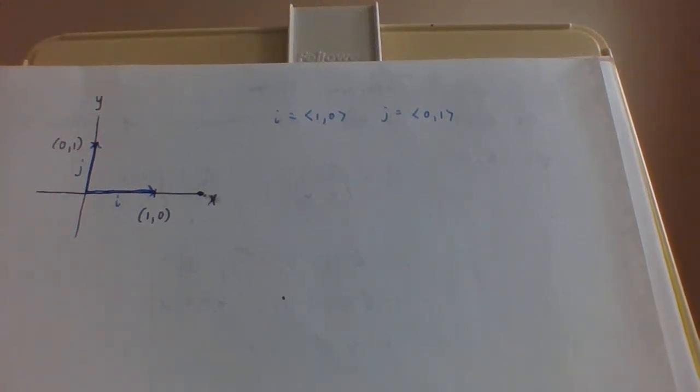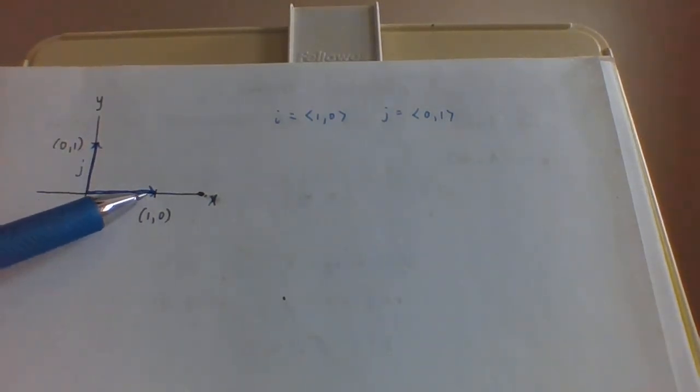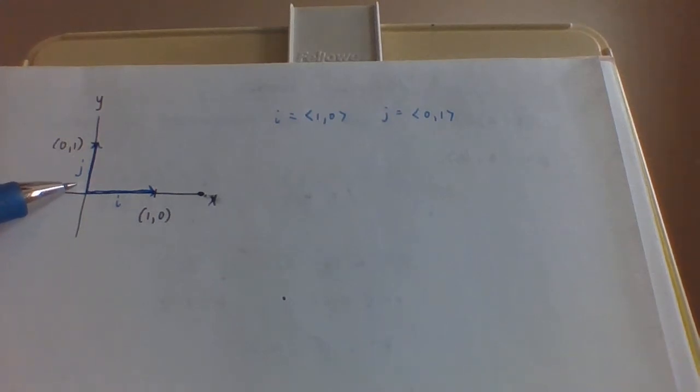Let's talk about some additional notation we're going to be using in this section. I went ahead and drew two vectors on our graph paper. The first one is vector i, which is going to be a vector that runs along our x-axis and ends at the point (1, 0). Vector j is going to be the vertical vector running along the y-axis, ending at the point (0, 1).